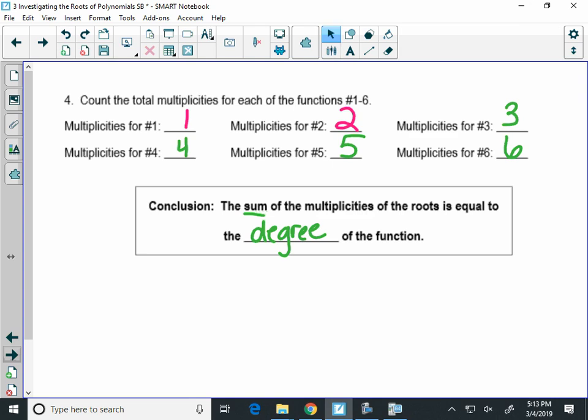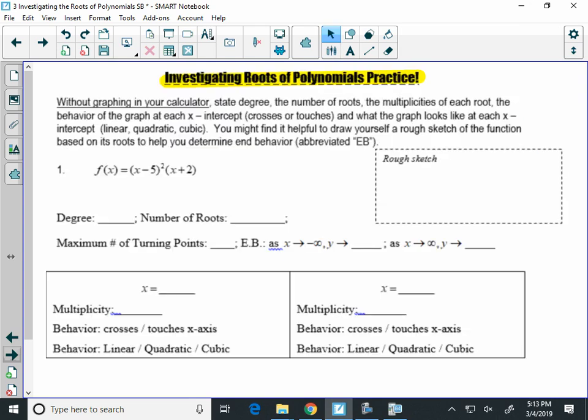All right, so that's your investigation. Let's do a problem together, like number 1 here on the practice, just so you get an idea of what the practice needs to look like. All right, so what we have says without your graphing calculator, find the degree, the number of roots, and the multiplicity of each root. We'll then talk about the end behavior, we'll sketch a graph, and so forth. Okay, we will do a lot of practice on this over the next couple of days.